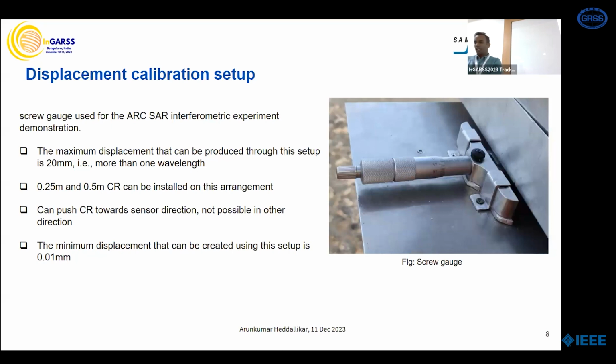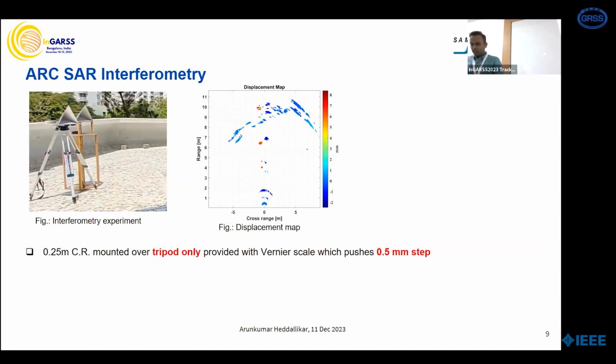One point target we are pushing using this screw gauge arrangement. The other corner reflector we are keeping as it is. We can see the corner reflector mounted on the tripod, which is displaced.